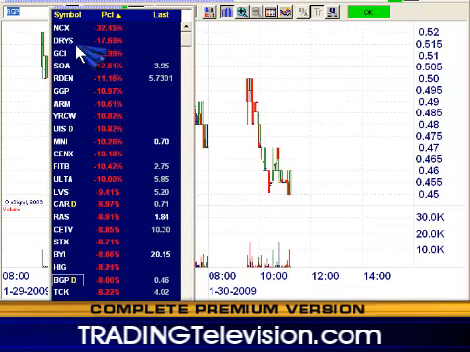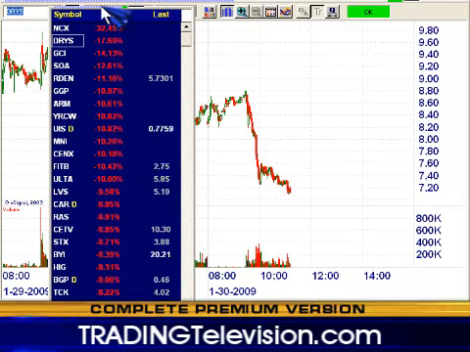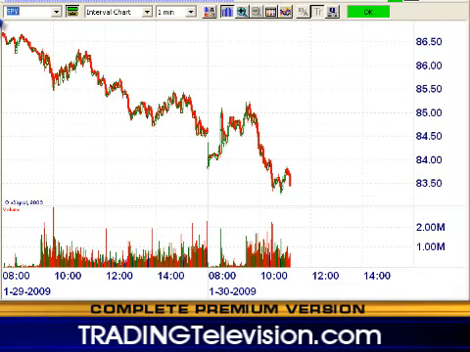Personally, I like DryShips because that one seems to have the most volatility if it's able to break previous resistance, and we have supporting signals from our market ETFs, which obviously we don't right now.